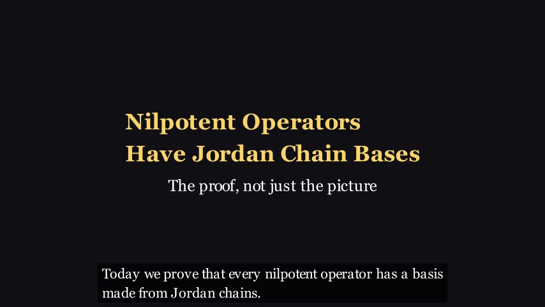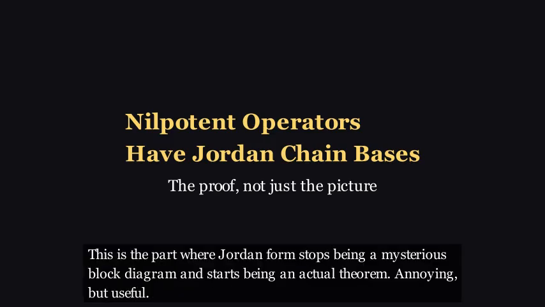Today we prove that every nilpotent operator has a basis made from Jordan chains. This is the part where Jordan form stops being a mysterious block diagram and starts being an actual theorem. Annoying, but useful.